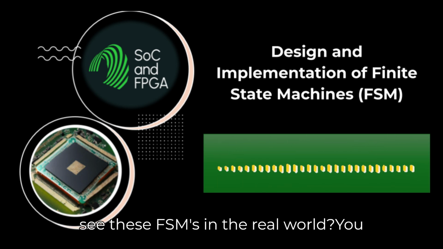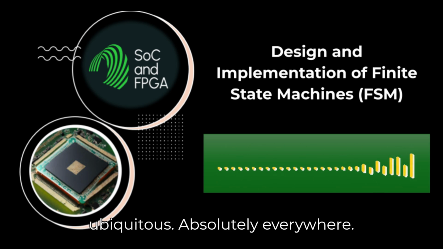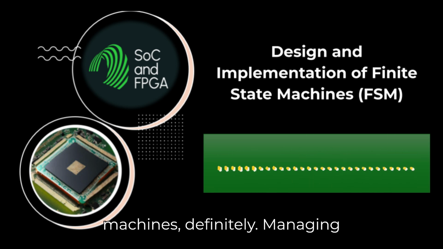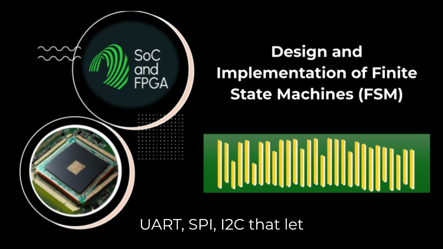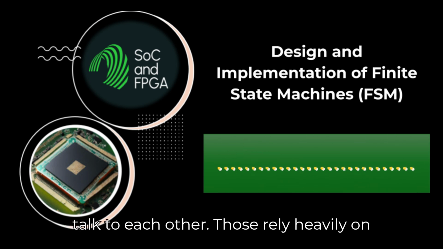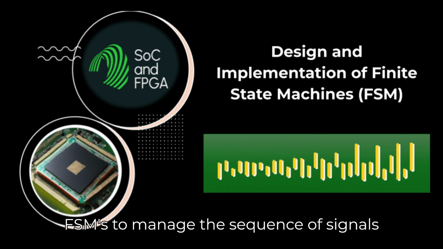So where do we see these FSMs in the real world? You mentioned traffic lights. Oh, they are ubiquitous. Absolutely everywhere. Traffic light controllers, yes. Vending machines, definitely. Managing communication protocols, things like UART, SPI, I2C, that let different chips in your phone or computer talk to each other. Those rely heavily on FSMs to manage the sequence of signals.